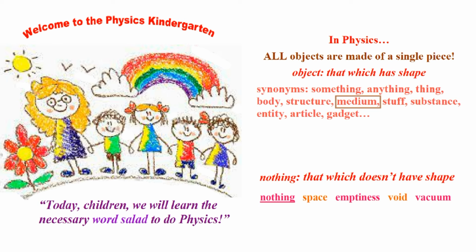Today, children will learn the necessary word salad to do physics. In physics, all objects are made of a single piece. Let's repeat that, because I don't think he understood that. All objects are made of a single piece. They're all continuous, made of a single piece. Okay, an object is that which has shape, and there you see some synonyms, including the word he was raising a question of, medium. A medium is the same thing as an object, a thing, and it's all made of a single piece. Okay, and so he might say, well, that's your opinion, Bill.